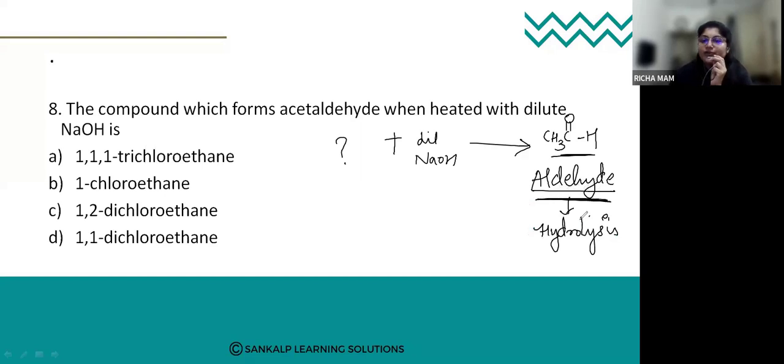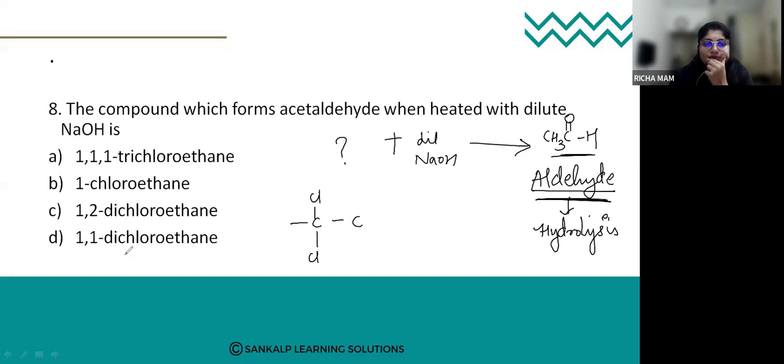Now, what about the hydrolysis of geminal dihalides? What do you mean by geminal dihalide? Geminal means on the same carbon. Two halogens are present on the same carbon. If I take a geminal dihalide, it will undergo hydrolysis, and after hydrolysis, aldehydes are formed.